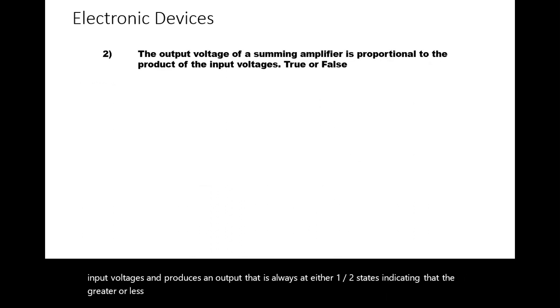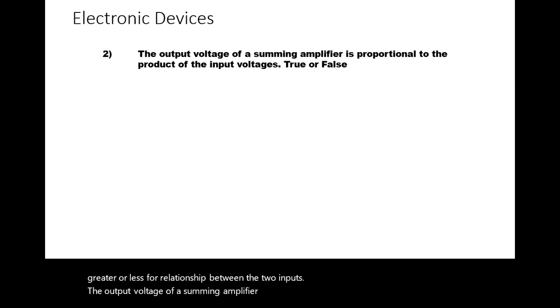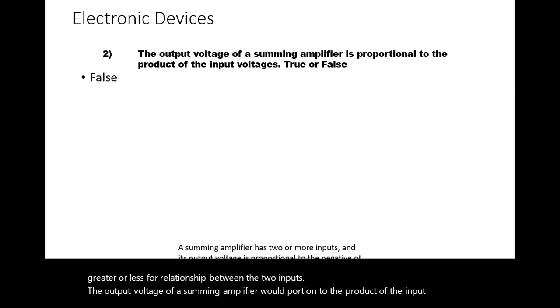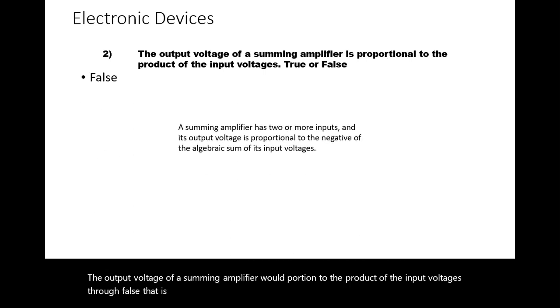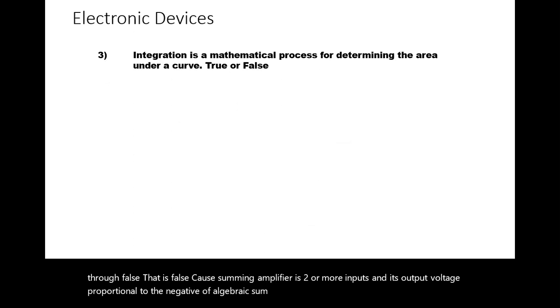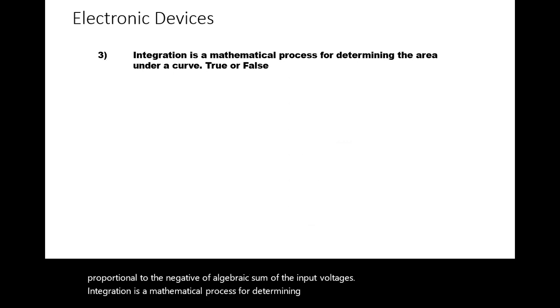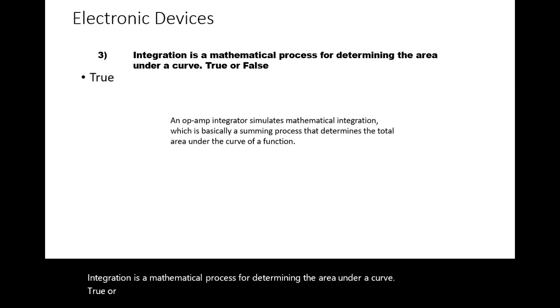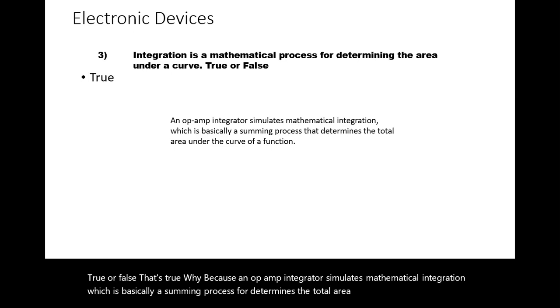The output voltage of a summing amplifier is proportional to the product of the input voltages. True or false? That is false, because a summing amplifier has two or more inputs, and its output voltage is proportional to the negative of the algebraic sum of the input voltages. Integration is a mathematical process for determining the area under a curve. True or false? That's true. Why? Because an op-amp integrator simulates mathematical integration, which is basically a summing process that determines the total area under the curve of a function.